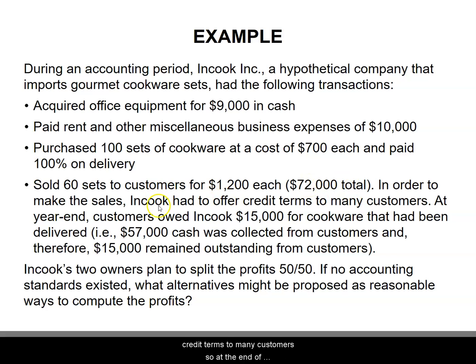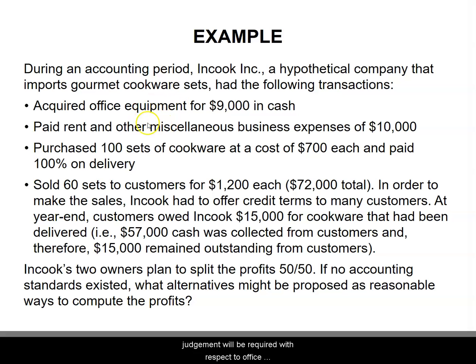In order to make the sales, InCook had to offer credit terms to many customers. So at the end of the year, it had to receive $15,000 from its accounts receivable, which means that $57,000 in cash was collected during the year, and hence $15,000 was still outstanding at the end of the year that the customers needed to pay in the next accounting period. If InCook's two owners plan to split the profit 50-50 and there exist no accounting standards, what alternatives might be proposed as reasonable ways to compute the profits?